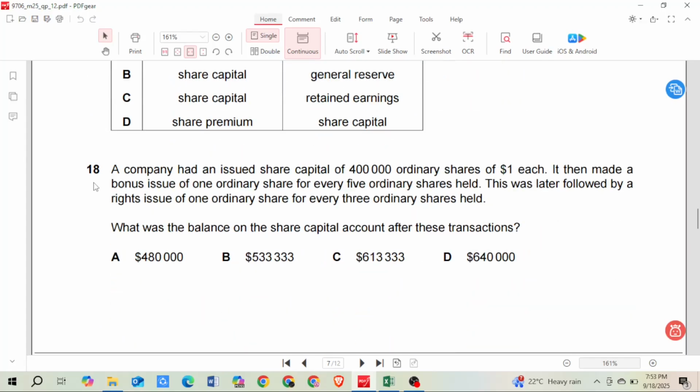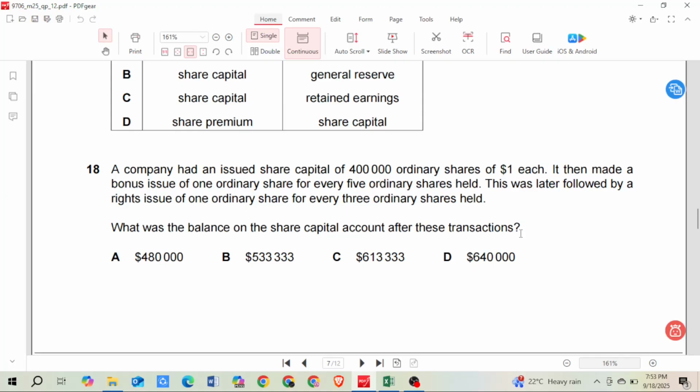Question 18. A company had an issued share capital of 400,000 ordinary shares of $1 each. It then made a bonus issue of 1 ordinary share for every 5 ordinary shares held. Okay, so this is the first condition. This was later followed by a rights issue of 1 ordinary share for every 3 ordinary shares held. What was the balance of the share capital account after these transactions?